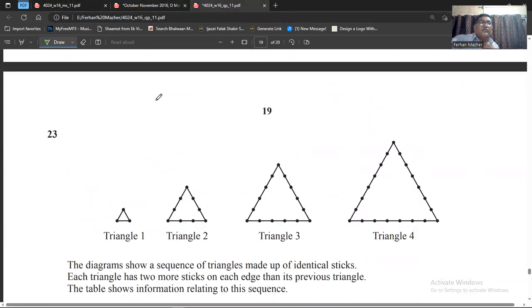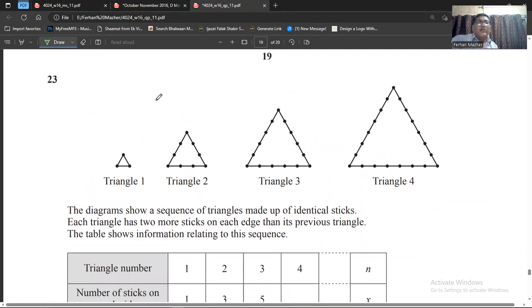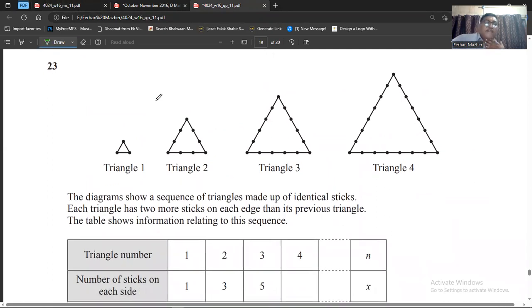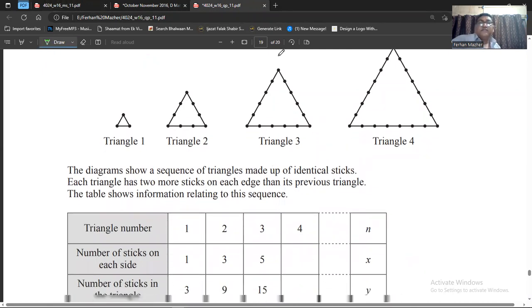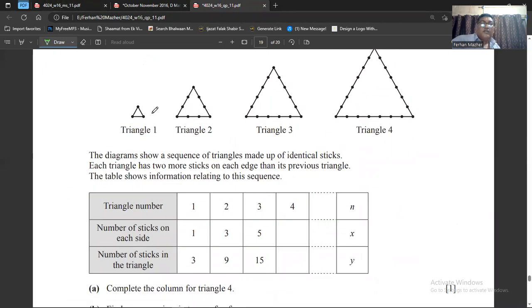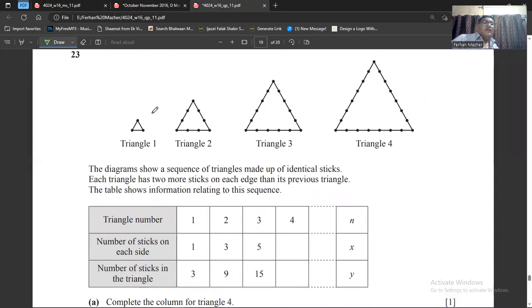We are done with question number 20. Okay. So now we are on question number 23. He says we have a triangle here. The diagram shows a sequence. This is question number 23.